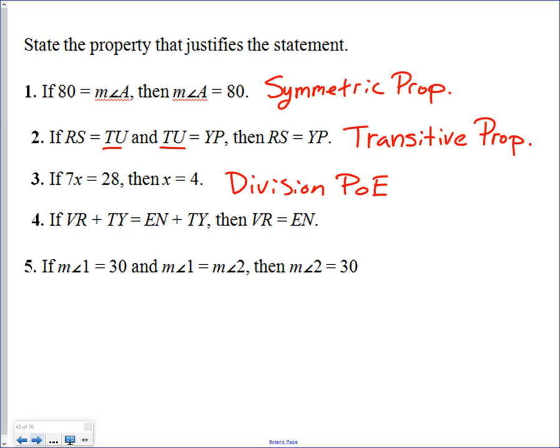If VR plus TY equals EN plus TY, then VR equals EN. So what's changing from the first statement, the hypothesis, to the conclusion? The TYs are getting taken out. You are subtracting it from both sides.